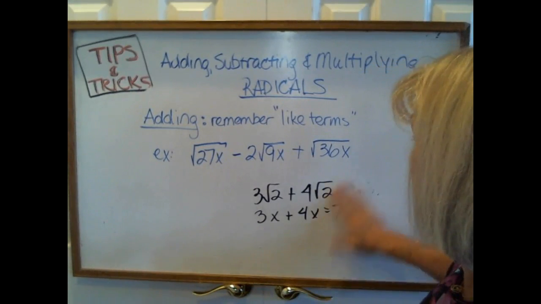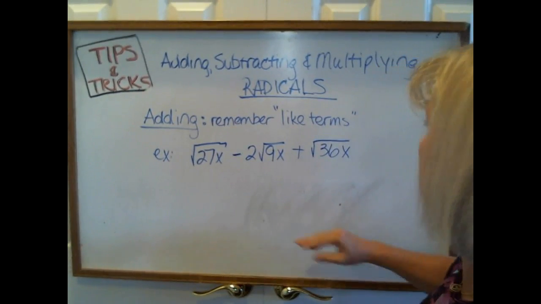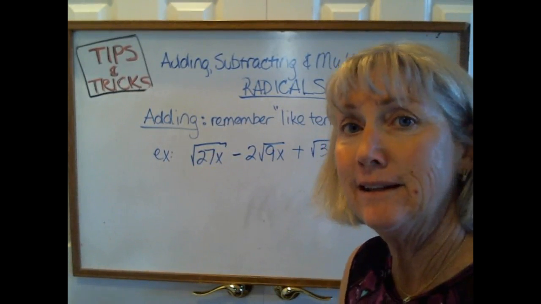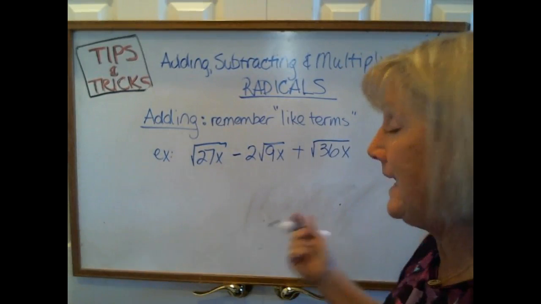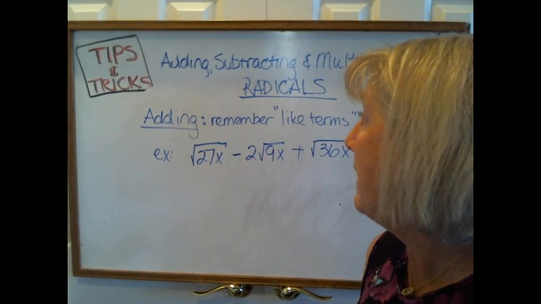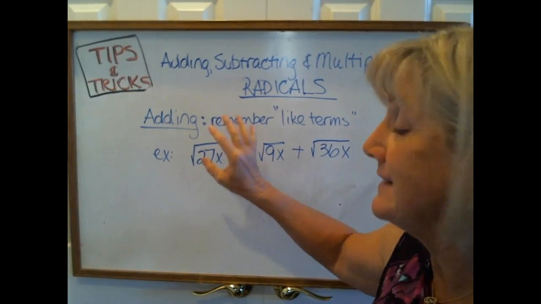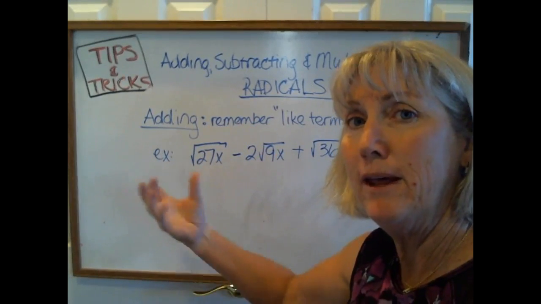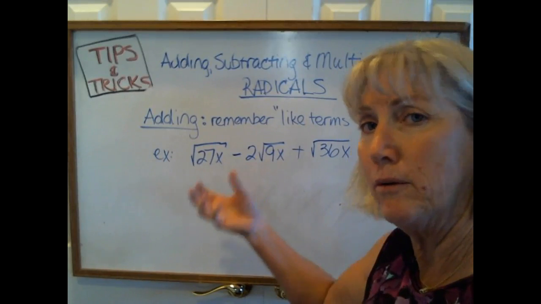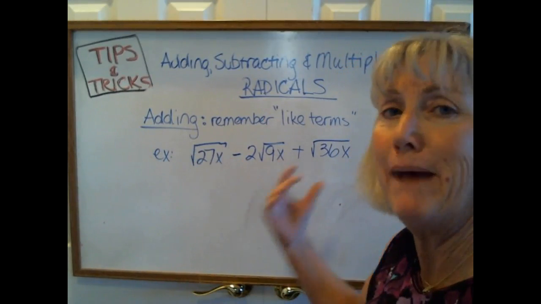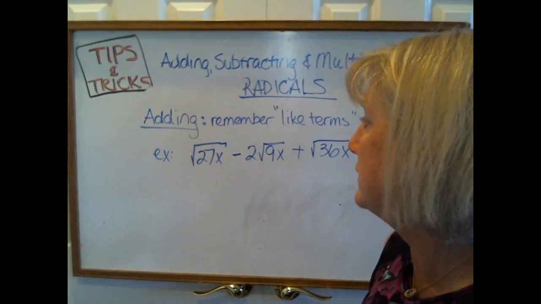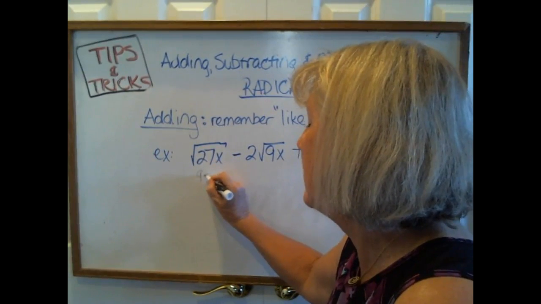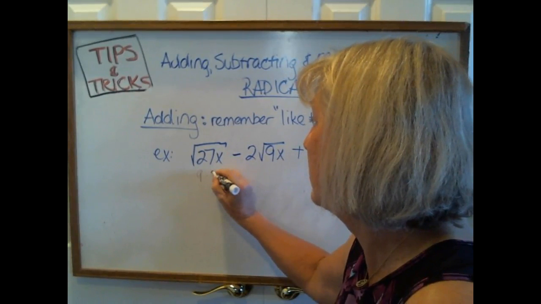So let's keep that in mind when we do this example. And we look at these, we go, wait a second, nothing's the same. I can't add anything. Well, if you remember, what we need to do is simplify each of these to see if in their simplified form they have the radical part, like the variable part, that matches, so then you can add the coefficients. So we look at 27, and 27 is 9 times 3.